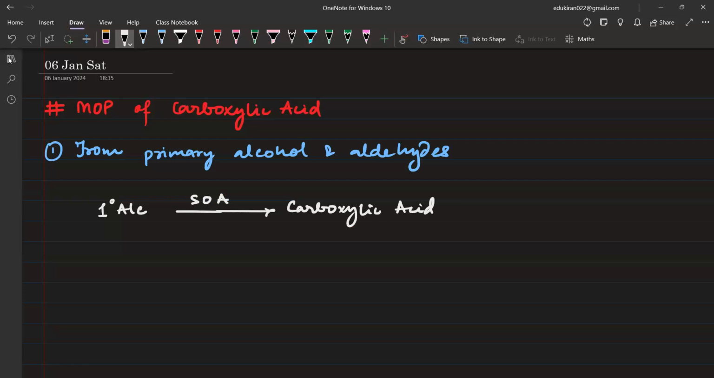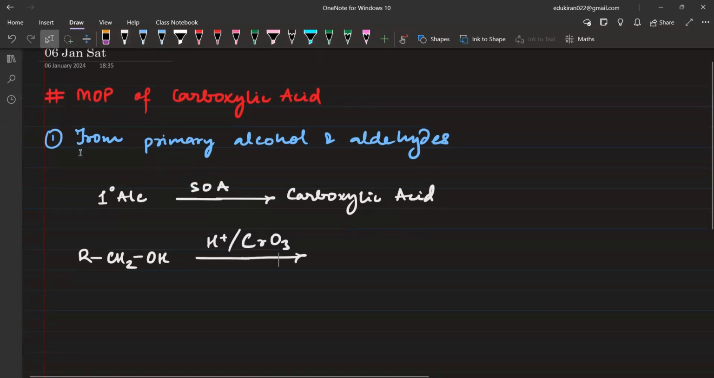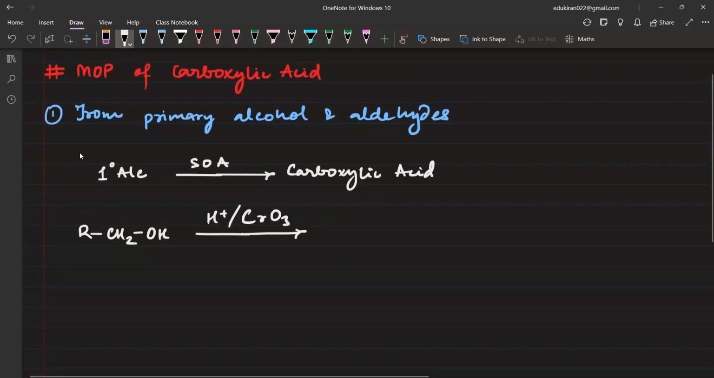So if you have RCH2OH and strong oxidizing agents such as acidified CrO3. Okay. So if you are using only CrO3, then that is a weak oxidizing agent. But if you acidify it, then it becomes chromic acid, and chromic acid is what? It is a strong oxidizing agent. And this reagent, it is known as Jones reagent. Okay. And it gives you carboxylic acid, that is RCOOH.